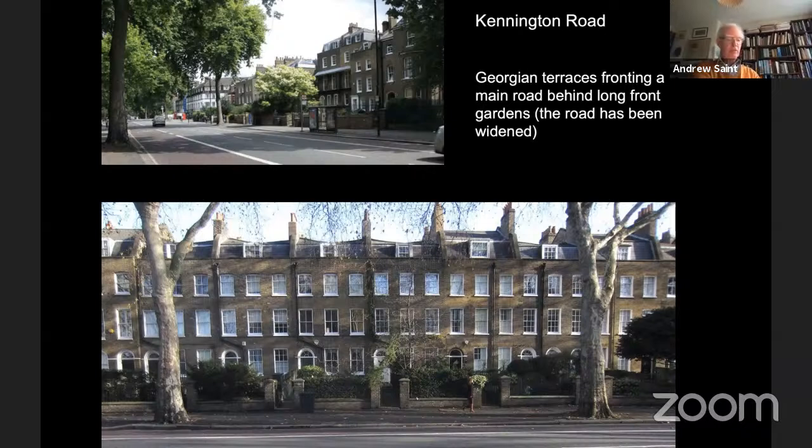As traffic increased, the main road was widened. As you see at the top, it's now a pretty wide road, and the gardens were correspondingly cut back. So that, even so, they're quite long for front gardens in London today.